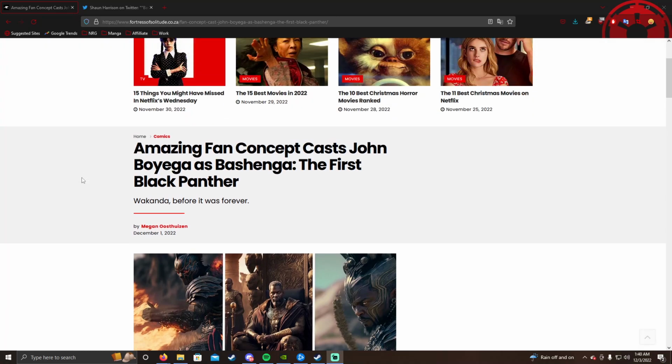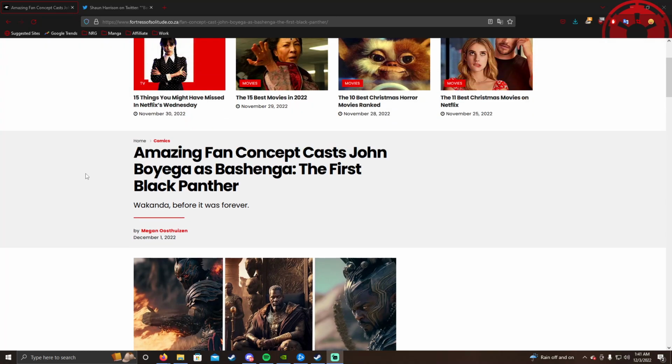Okay, so to clear the air for what a lot of people are not aware of, this Bashenga stuff is a fan concept. Basically, a fan of Black Panther and Black Panther Wakanda Forever ran a couple words like Bashenga and Black Panther and John Boyega through an AI engine. Then that AI engine created images for a Bashenga concept movie slash series for Disney Plus.